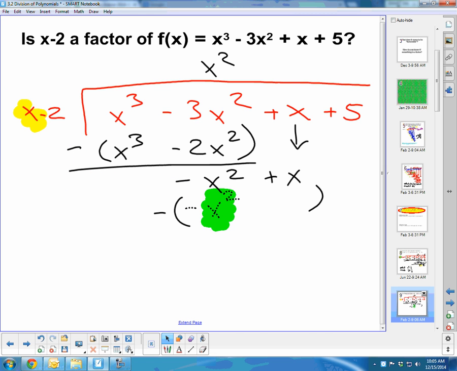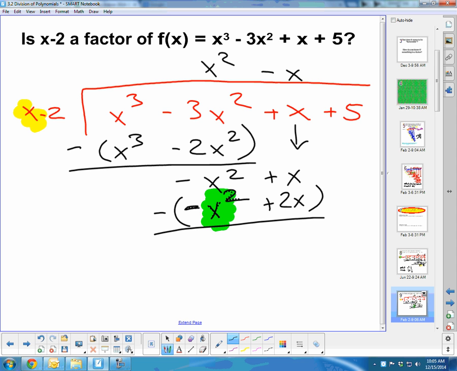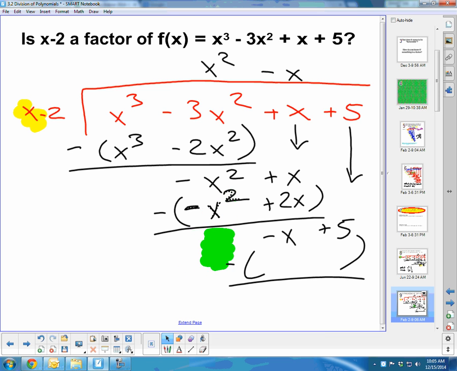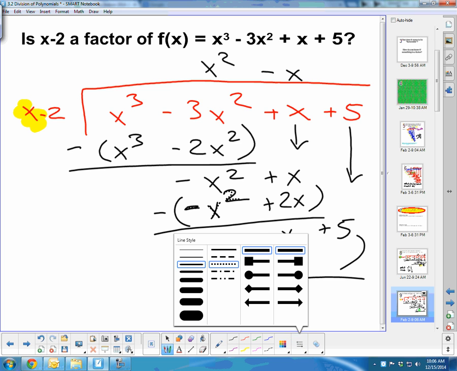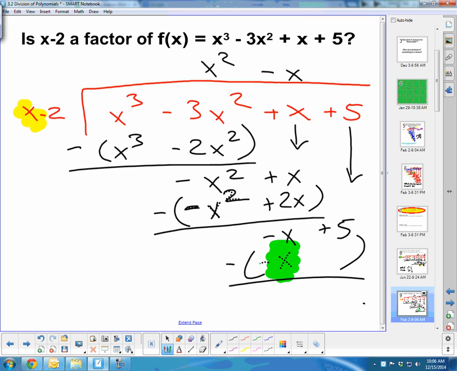Well, it looks like up here, I'm going to need a negative x. Negative x times x is negative x squared. And then negative x times negative 2 is plus 2x. Perform my subtraction. Negative x squared minus negative x squared is 0. And then x minus 2x is negative x. Looks like I have one more step, a plus 5. I'm going to want to have my subtraction. My focus is here. How am I going to get a 0? Well, this is going to need to be a negative x.